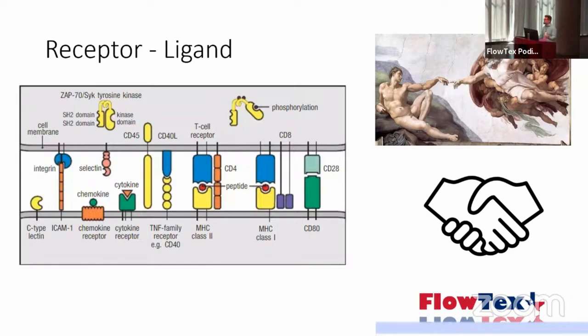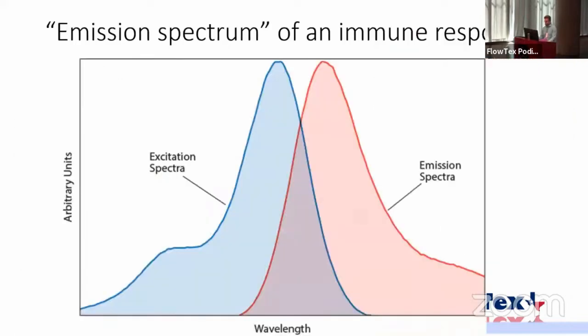I gave this talk in Philadelphia. It was the city of brotherly love. And that's what we talked about there. And I also have the ceiling from the Sistine Chapel there, where they're kind of reaching out and touching each other. And that's what your cells are going to be doing.